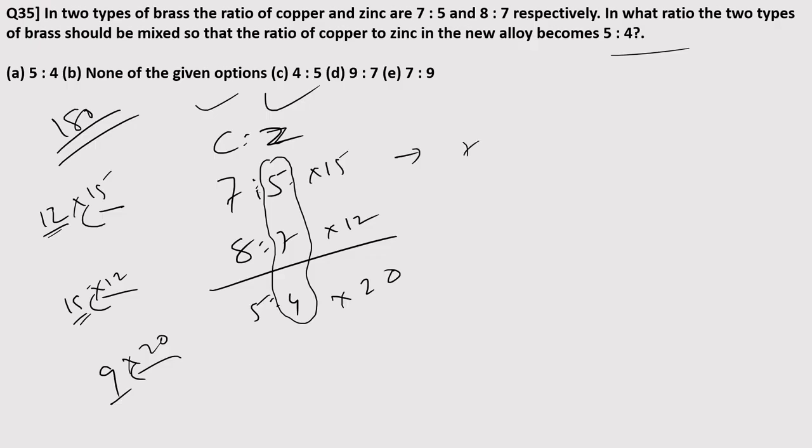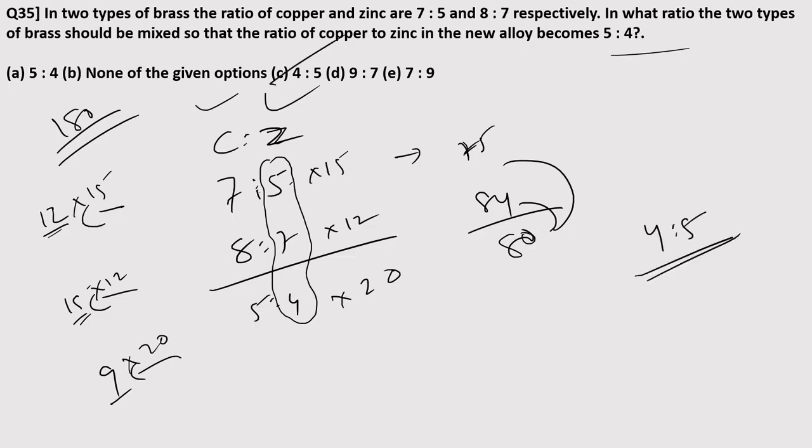So this is 75, this is 12 7 84, and finally 80. So take the ratio, 80 minus 84, this is 4. Only take the positive quantity. 80 minus 75 is 5. So this is the answer, option C. Let's move to next question.